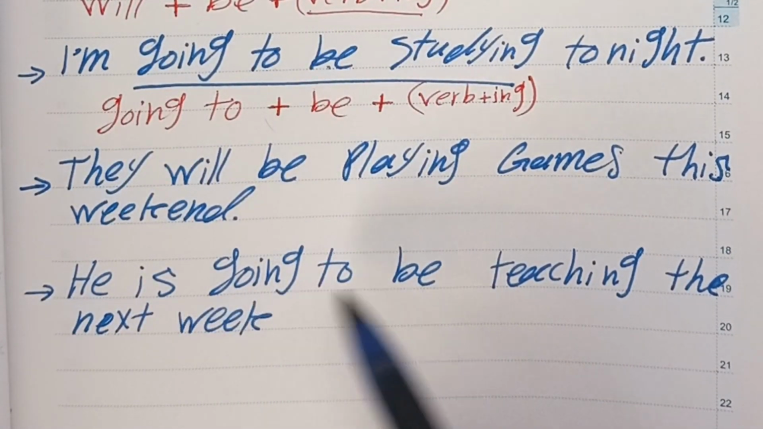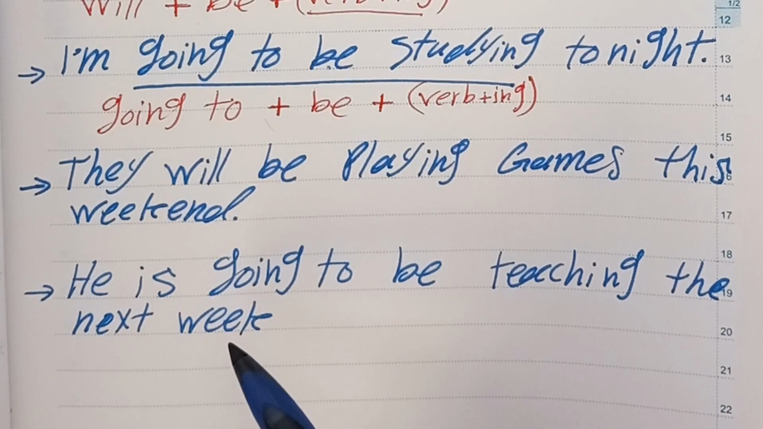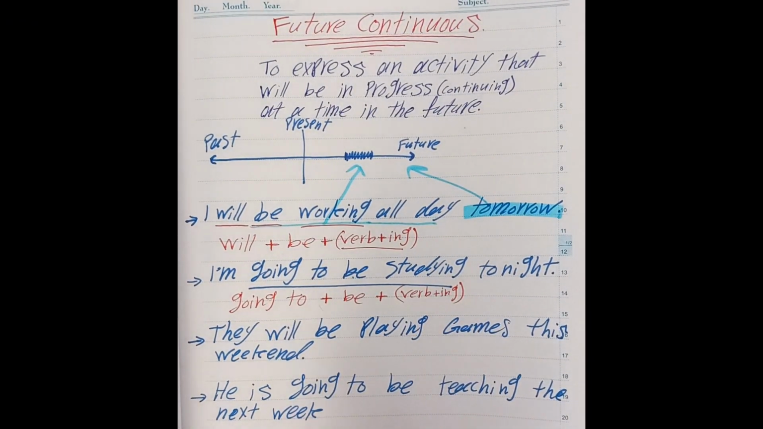So this is present continuous to talk about future. And future continuous is as simple as that.